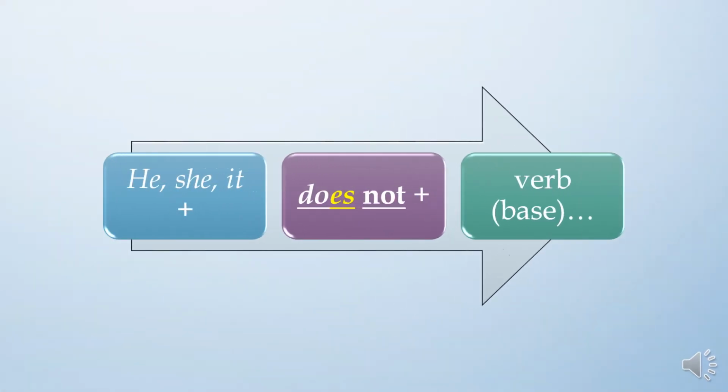Or here we have the pronouns he, she, and it. The auxiliary verb does, and then the word not. We use the word does for the pronouns he, she, and it. Does not, plus the base of the verb and the rest of the sentence.